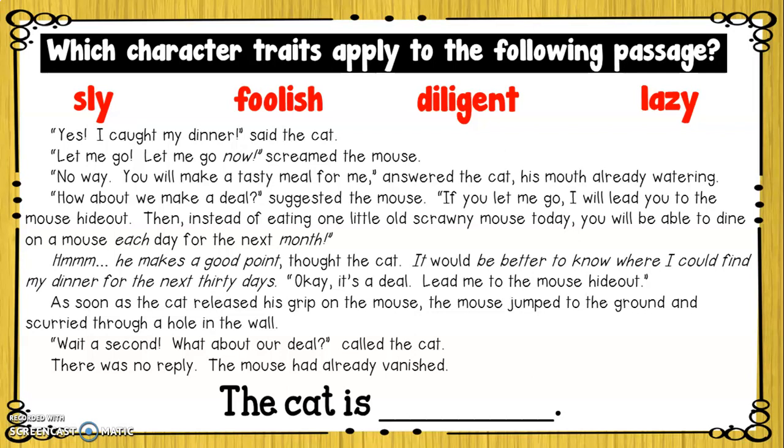As soon as the cat released his grip, the mouse jumped to the ground and scurried through a hole in the wall. "Wait a second, what about our deal?" called the cat. There was no reply. The mouse had already vanished.